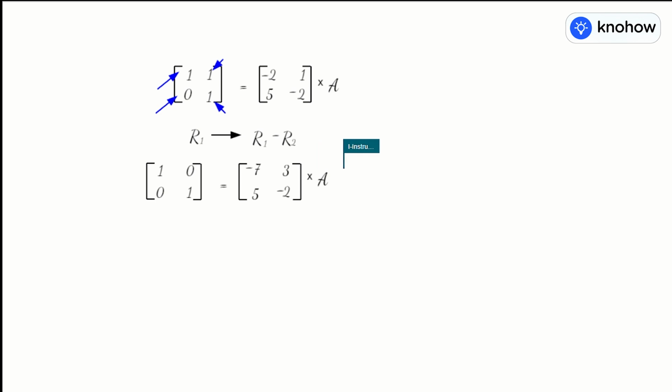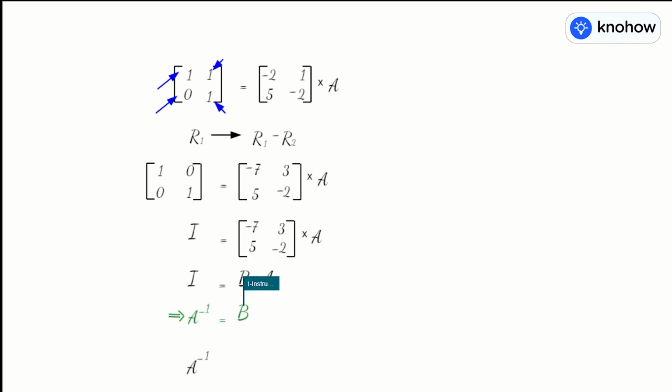So now, do you find that I have reduced it to the form I equal to minus 7, 3, 5, negative 2 times A. And if you compare that, once I reduce I equal to BA, then A inverse is B. So safely I can conclude that the inverse of the given matrix A, that is A inverse, is minus 7, 3, 5, negative 2.